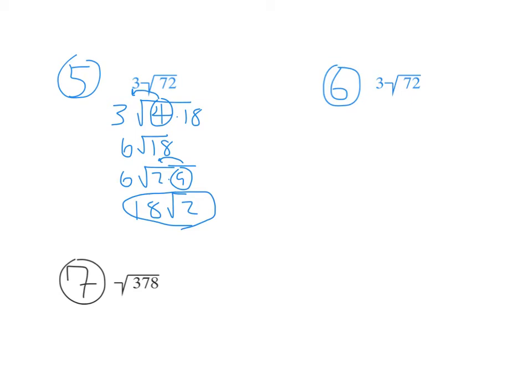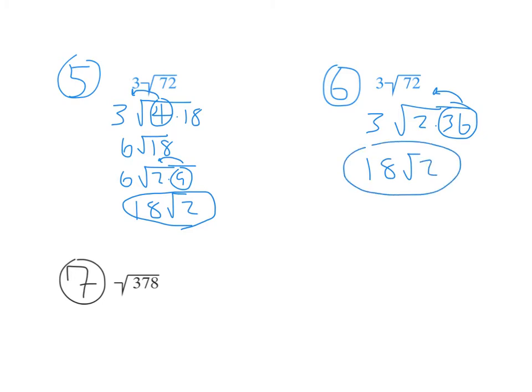Now, same problem. Instead of rewriting 72 as 4 times 18, you might say, wait a minute, I want to rewrite 72 as 2 times 36. And you prefer this one because 36 is a perfect square. You take out the square root of 36, which is 6, multiply by what's in front, and you get 18 radical 2.